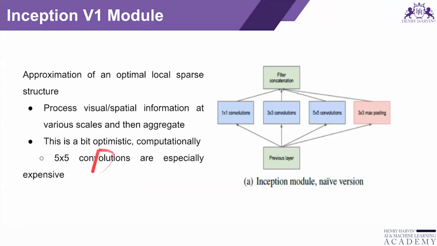5 into 5 convolution means 25 pixels of the data are processed at one time. So these are the different architectures you have to understand. So it's the filter concatenation. Here we are processing one by one convolution, that means a one into one matrix of the image, and 3 by 3 convolution, 5 by 5, and 3 by 3 max pooling. That means it takes the max value.